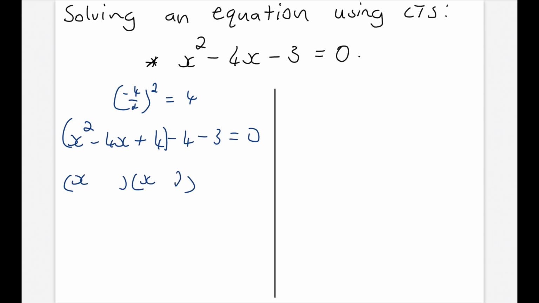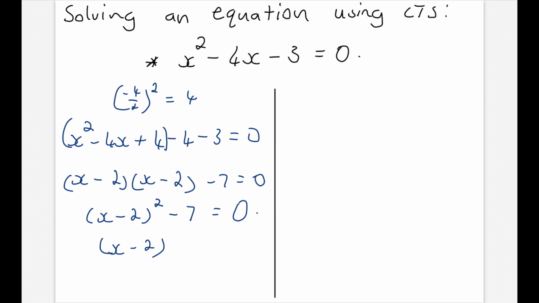X, 2, 2, minus and minus. Now, negative 4 minus 3 is negative 7. So now I have here that x minus 2 all squared minus 7 is equal to 0. Now, this is the critical part. I'm going to move this 7 to the other side. I'll say, well, x minus 2 all squared is equal to positive 7.